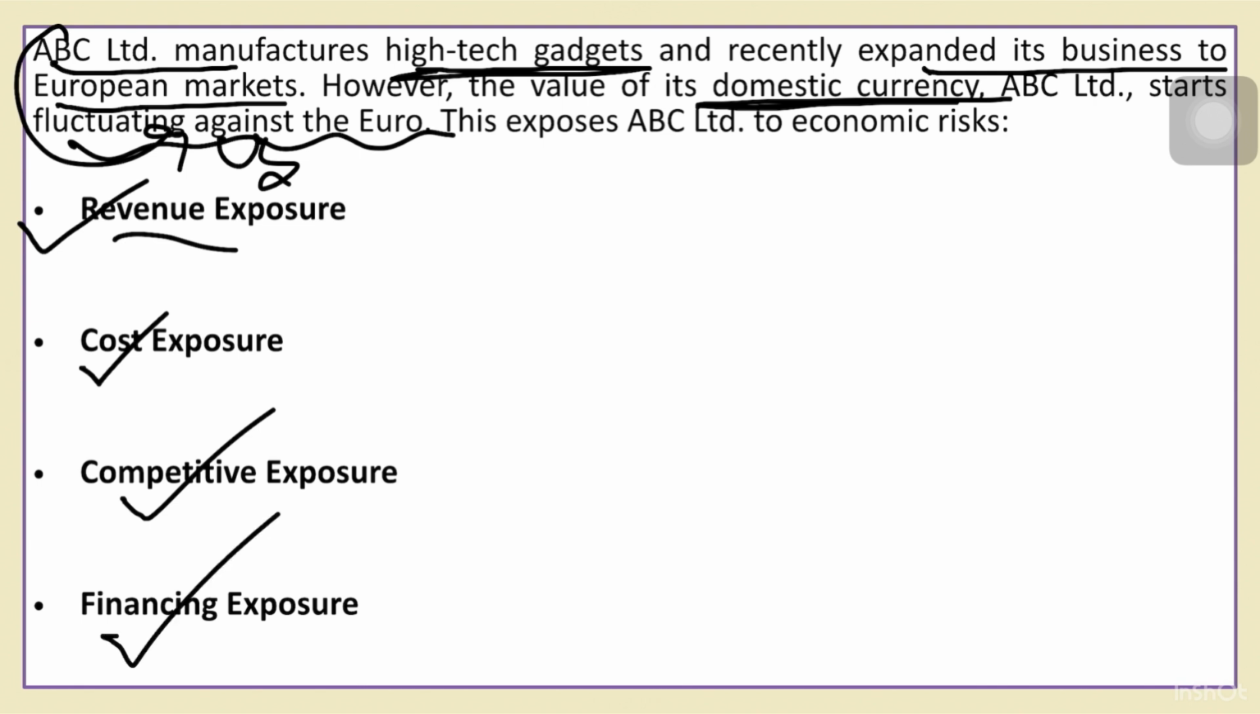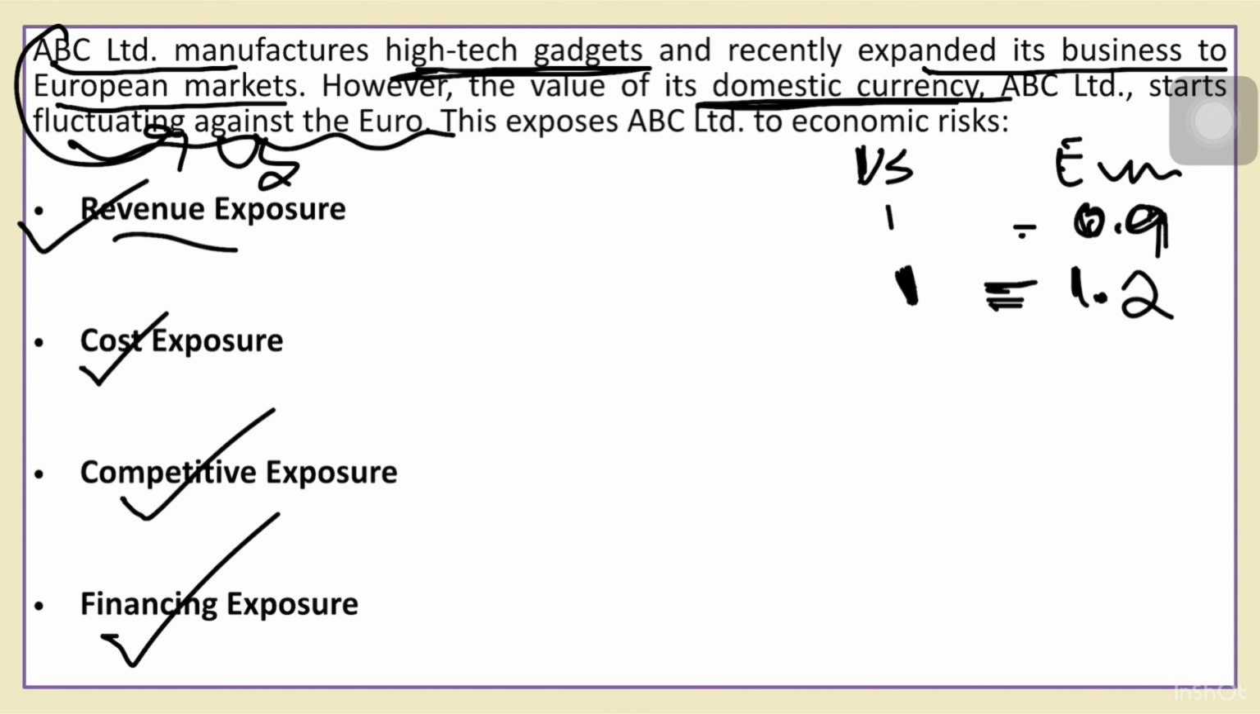So we can say, for example, 1 US dollar was earlier equal to 0.9 euro, and now the US dollar has depreciated. Say now the same 1 US dollar is 1.2 euro. For 1 US dollar, now you have to pay 1.2 euro. Earlier I was paying 0.9 euros. Right? Now what will be the impact on the business of ABC Limited in terms of revenue?